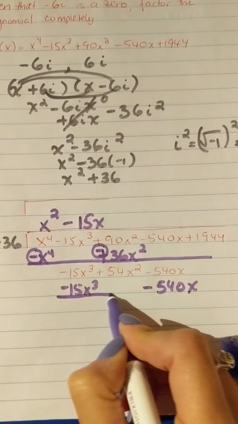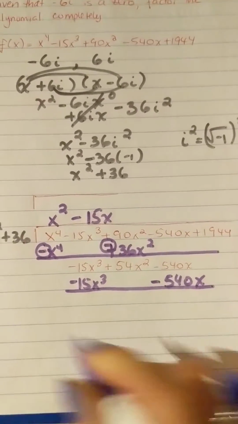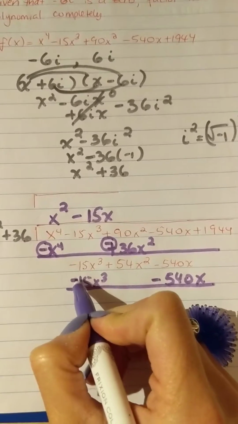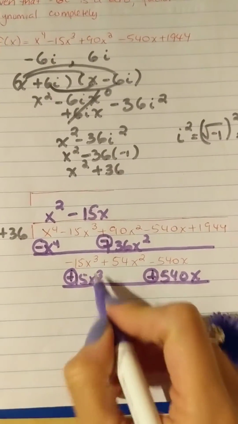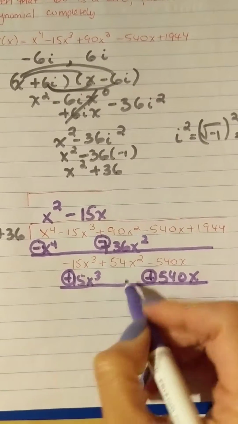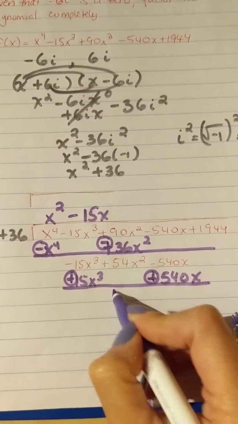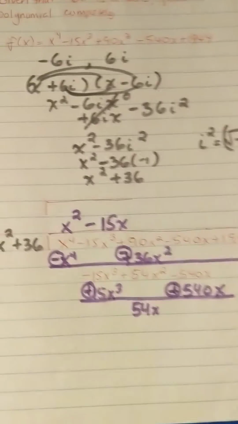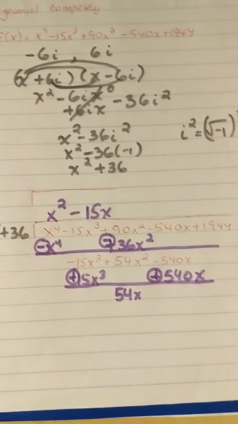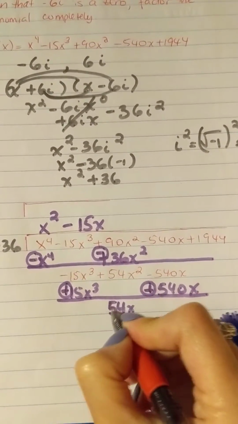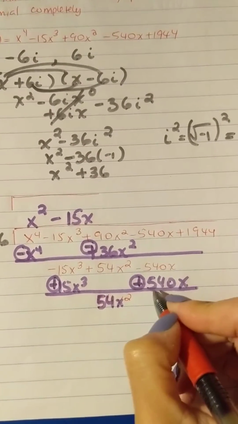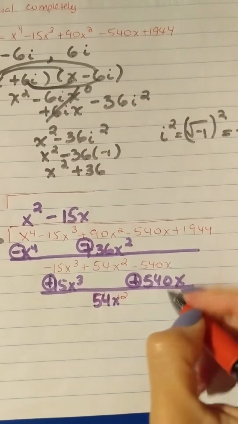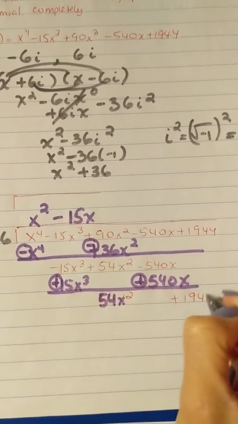Then we're going to sum up our terms. Remember, because we're subtracting, this is going to turn into a positive, and this will also turn into a positive. Again, our terms here sum to 0, so we have left positive 54x squared. Oops, let's put that in red. Positive 54x squared. And then these terms also sum to 0, so now I can bring down my plus 1944.